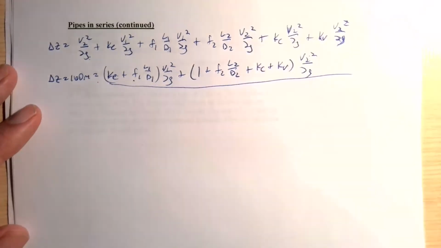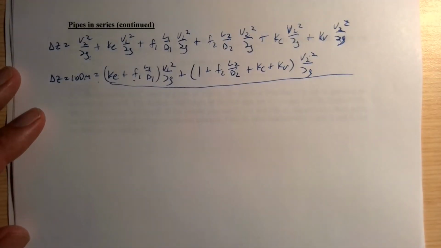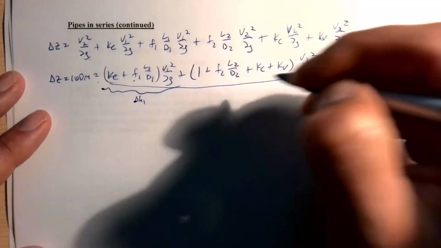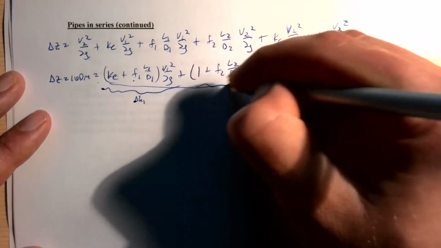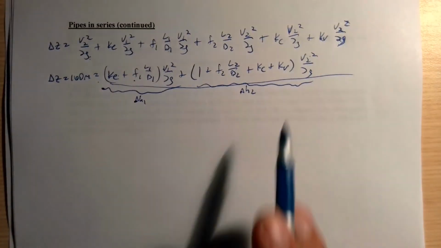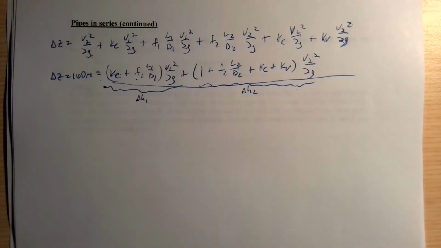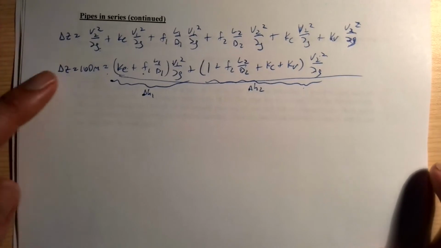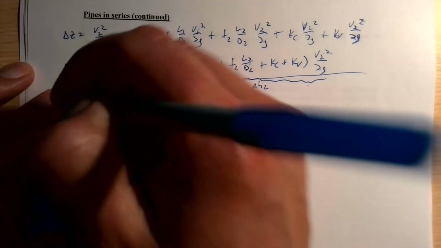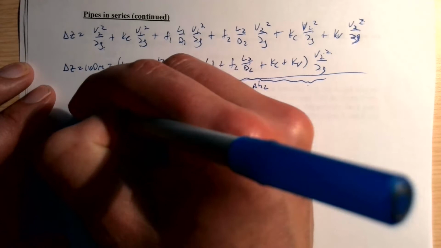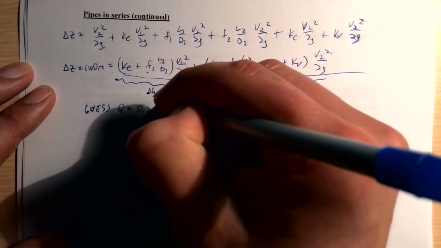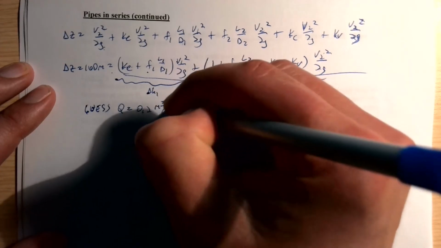So let's see. I'm going to call this whole thing delta H1 and this whole thing delta H2. So the head loss in the first one and the second one associated with each of the two velocity terms, just so I can break these calculations apart because this is a lot. Okay, so let's guess Q. I'm just going to randomly guess that it's 0.2 cubic meters per second. Again, I do not have a smart way to guess this.